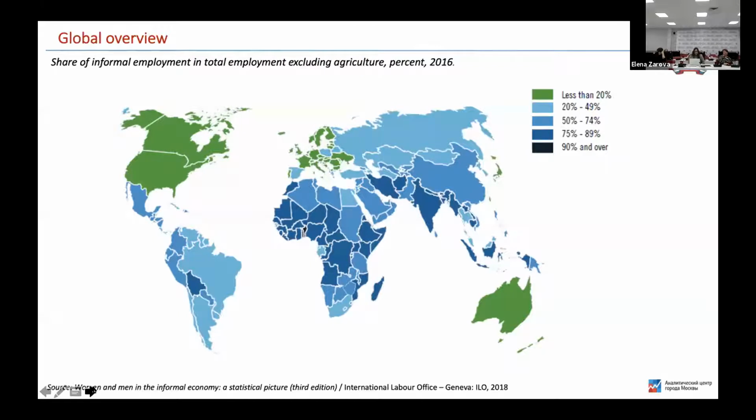According to information from the International Labour Office, informal employment is a problem which is important to all countries. You can see on the map that all of the countries, depending on the color, have starting from 20 percent or more people employed informally.